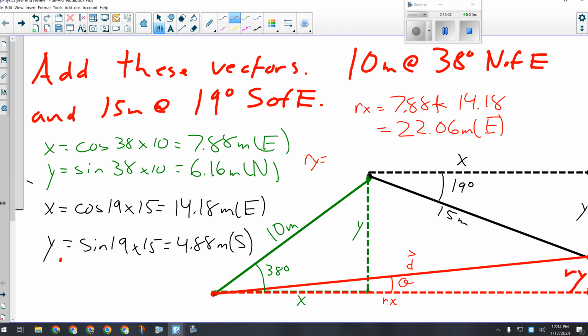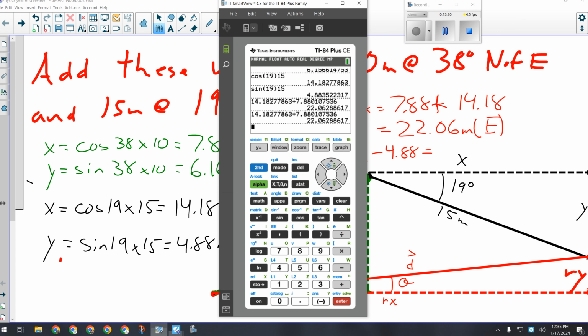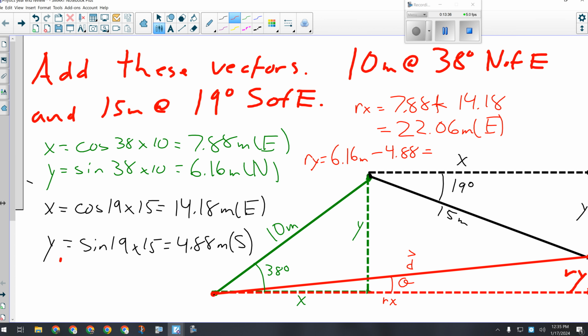For Ry, I'm going to have 6.16 meters north, and I'm going to subtract the 4.88 meters because it's south, or I just add the negative, whichever. I just have to reflect that they're in opposite directions, so I'm going to do that by subtracting. I take that 6.16 and subtract the 4.88, and I get that my resultant y is very small, 1.27, which fits with the diagram. Meters north.